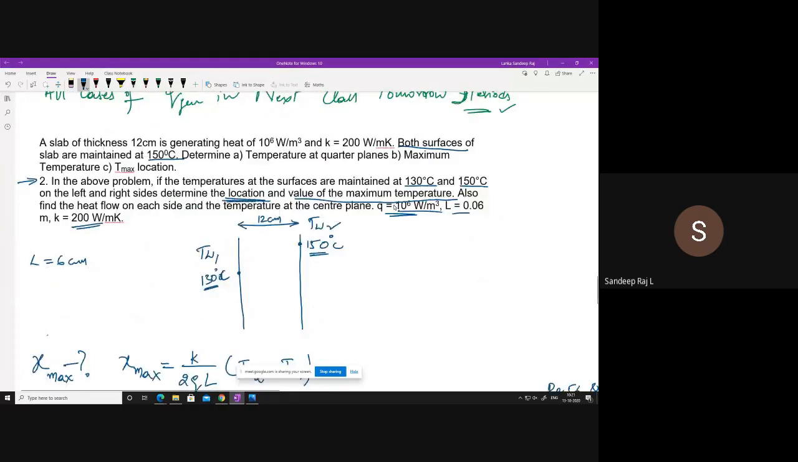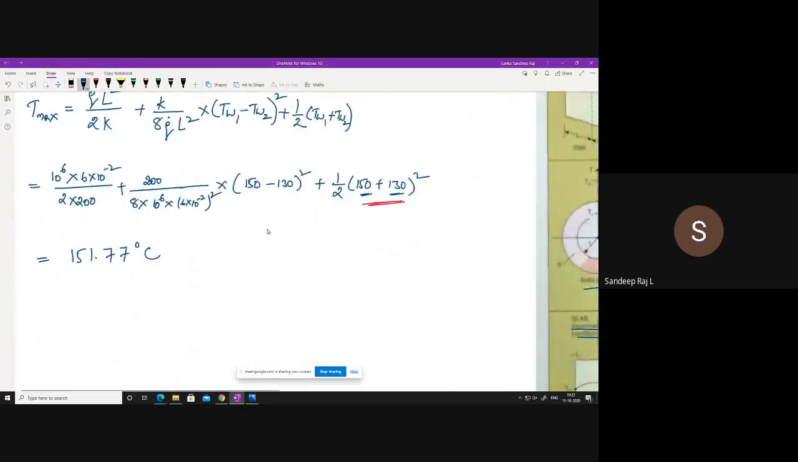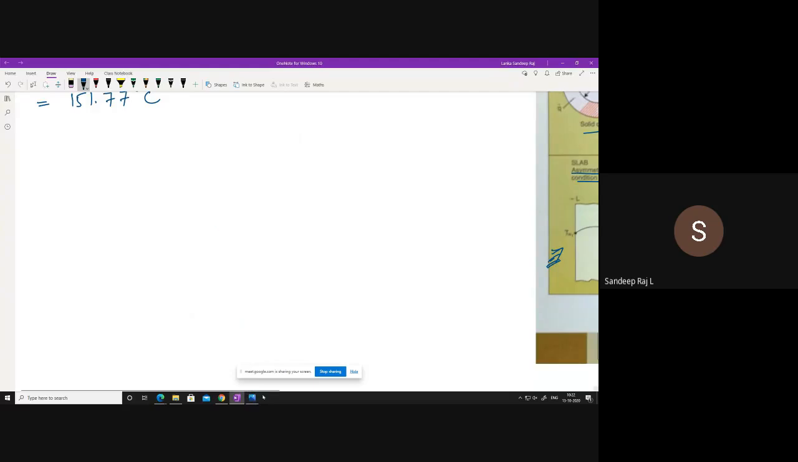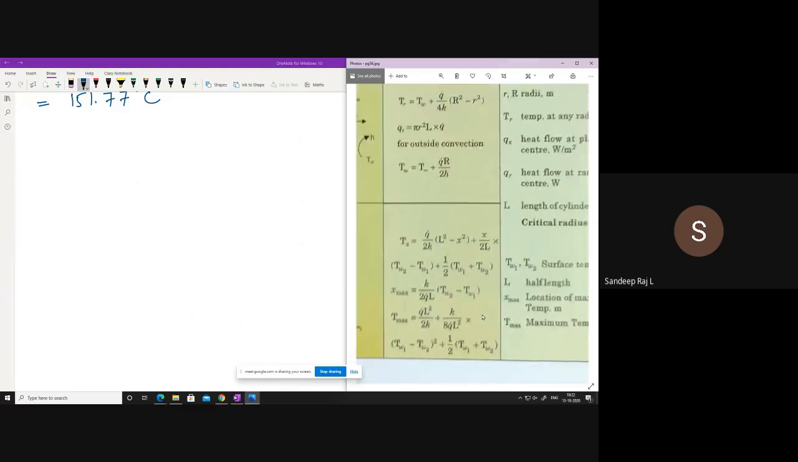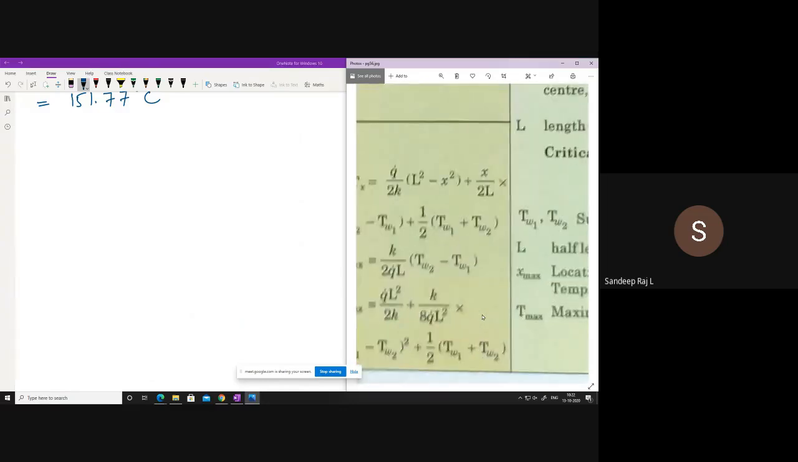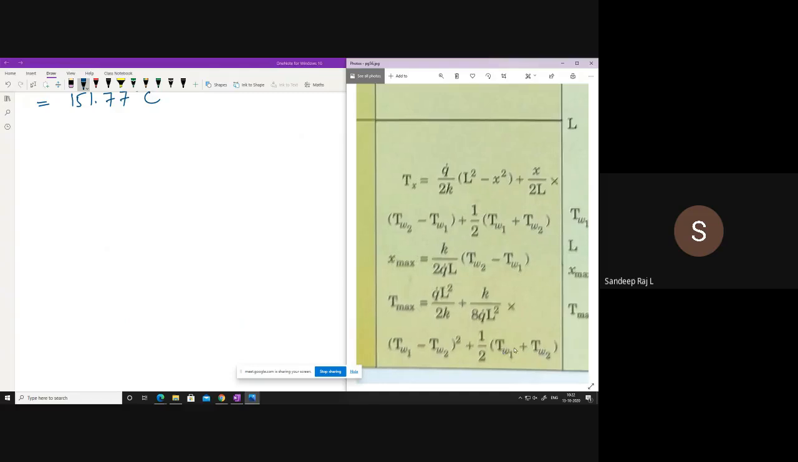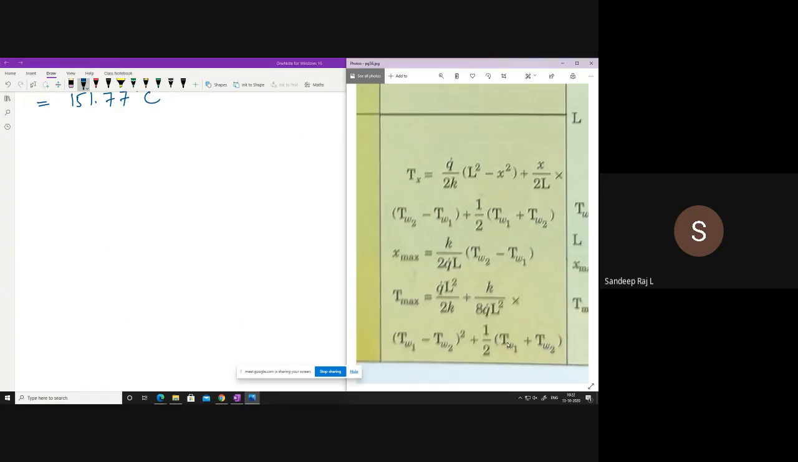Value of the maximum temperature you have found out and the location you have found out. Also find the heat flow on each side and the temperature at the center plane. First, let us find out the heat flow on each side. So how to find out this heat flow on each side? See, for heat flow, do you have any formula here? For Q, you don't have any formula here. So you have to do it on your own.